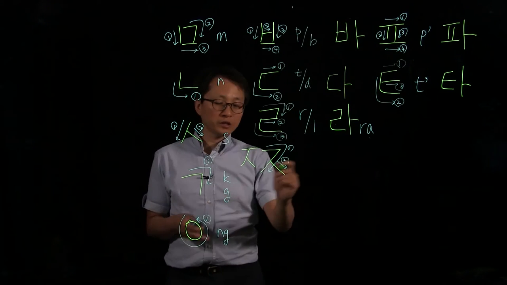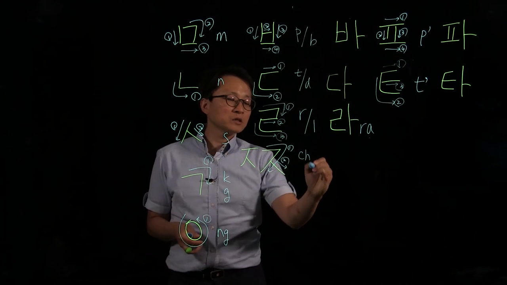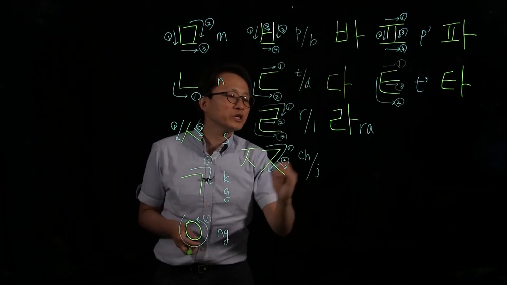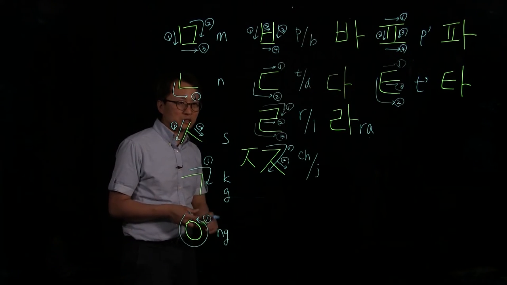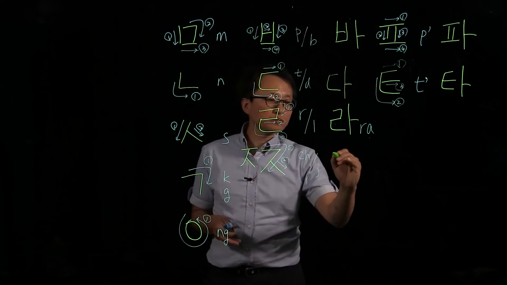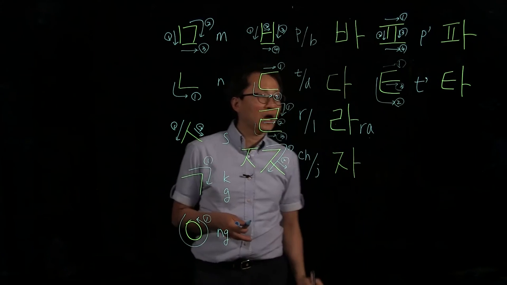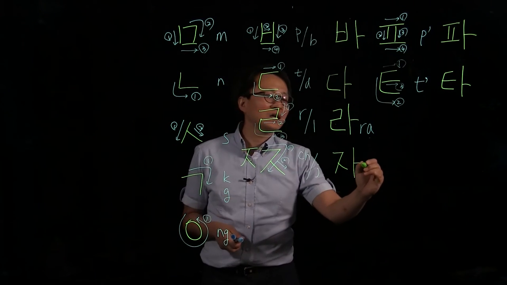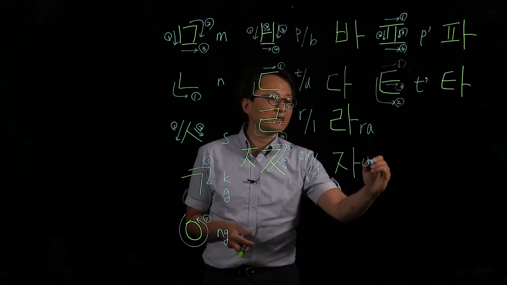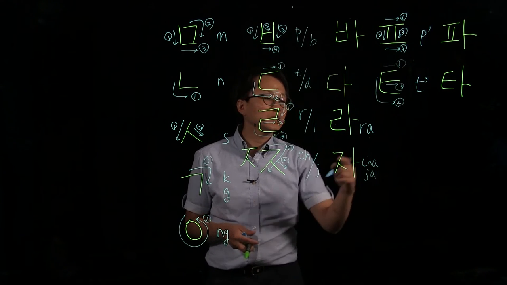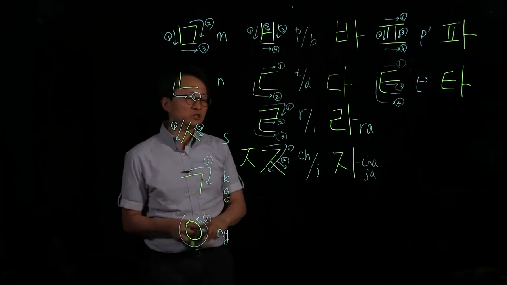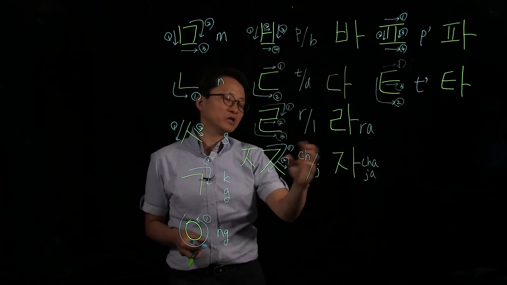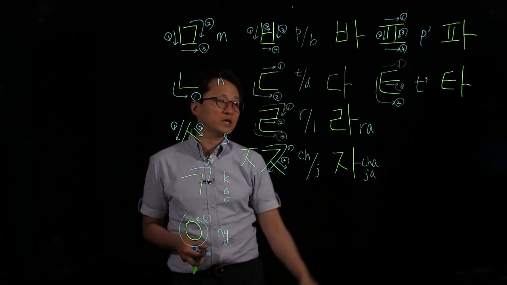And its sound value is a soft CH sound, like ch, or J sound, j, like this. So if we add a here, it's cha. How does it sound? Is it like this or this? Cha, 자. If we just pronounce this, it's more like this. But at certain positions, after another vowel or certain consonants, we pronounce it more like 자, 자.